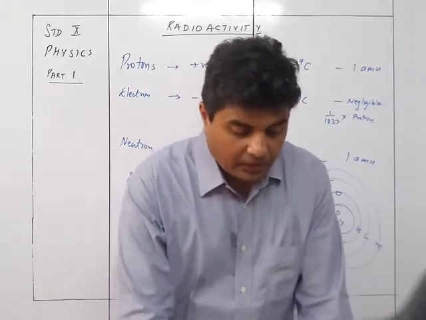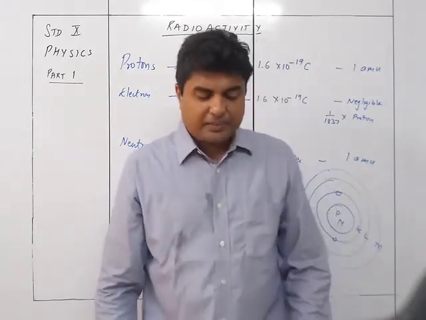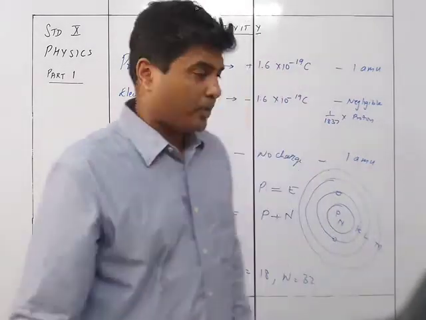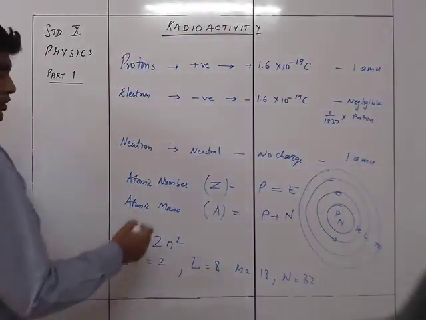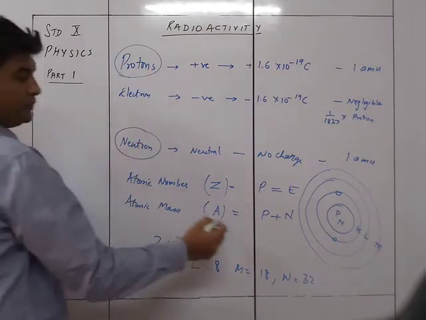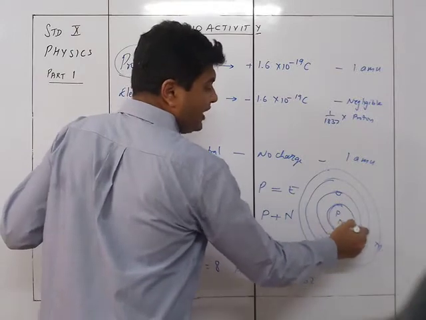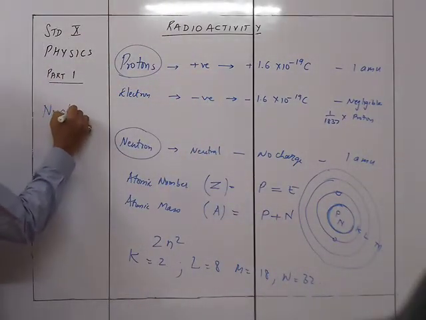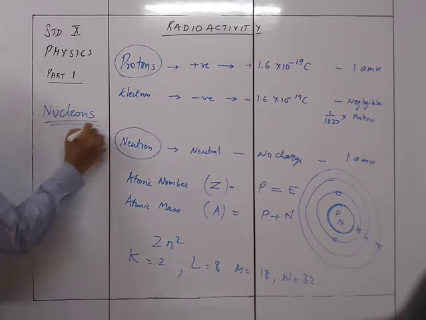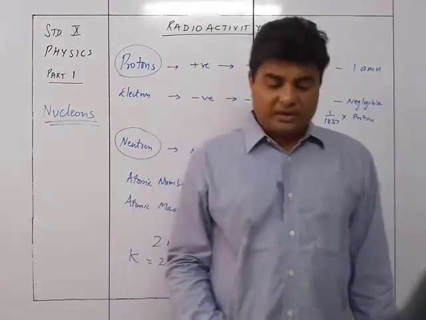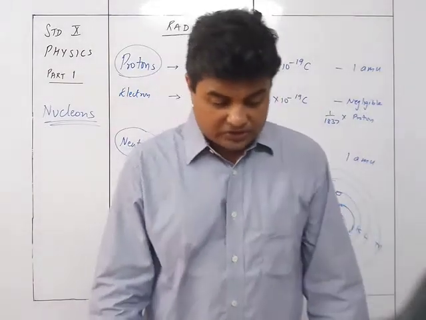The proton and neutron, which are the main constituents of the nucleus, are called the nucleons. This is the important part which I missed out: protons plus neutrons. Because they are present in the nucleus, that's why they are called nucleons. The subatomic particles present in the nucleus are called the nucleons.